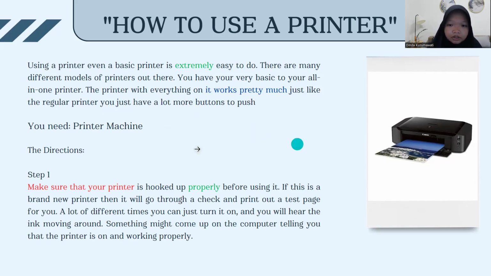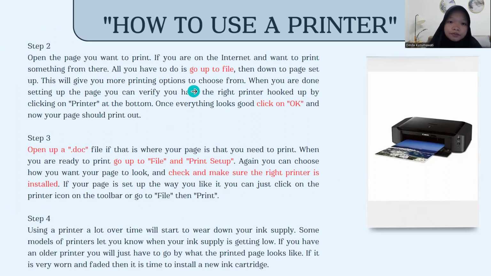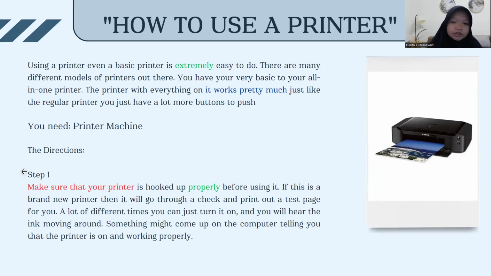So in here, the imperative sentences are the red colored ones. Make sure that your printer is hooked up, and then go up to File, click on OK, open up a doc, go up to File and Print Setup, check and make sure the right printer is installed. So the sentences tell the reader what they should do.